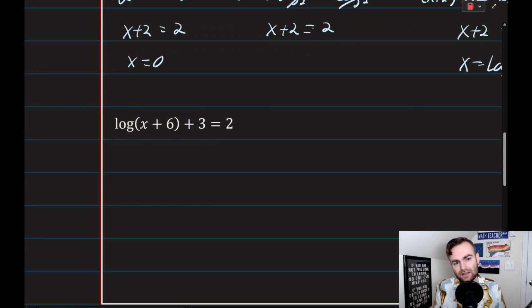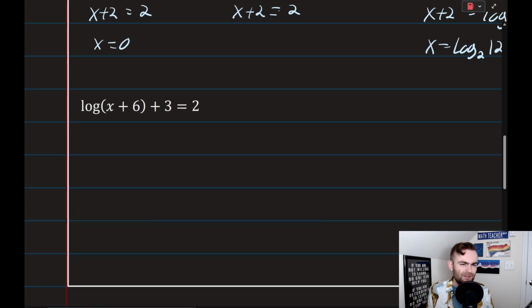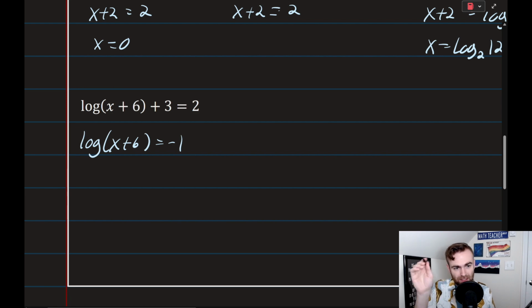Here is where we get another one of those weird answers, but it's only really weird if you want it to be weird. What do I mean by that? Well, let's go about solving this and how I would go about it anyway. x plus 6 is equal to negative 1. I would raise 10 to the power of the left and right sides. So 10 to the power of log of x plus 6 is equal to 10 to the power of negative 1.